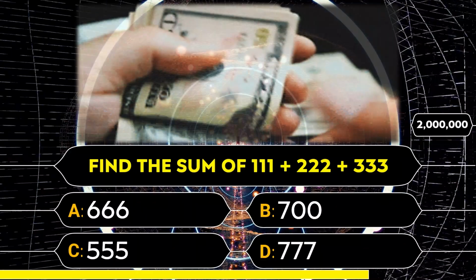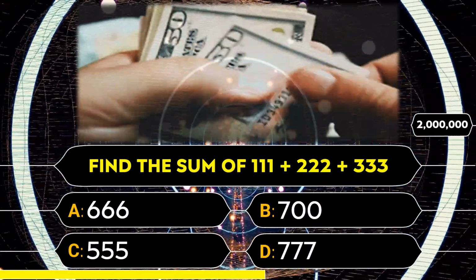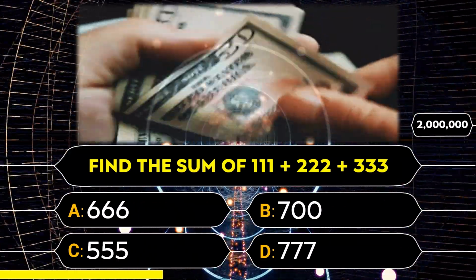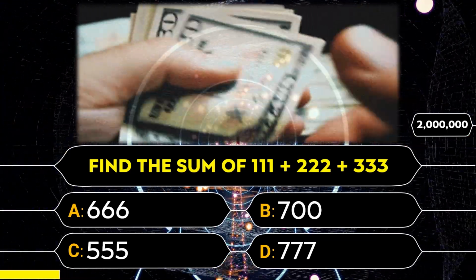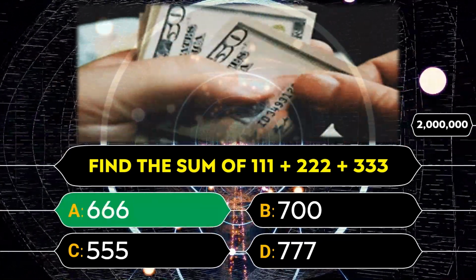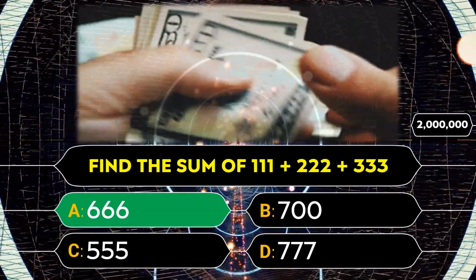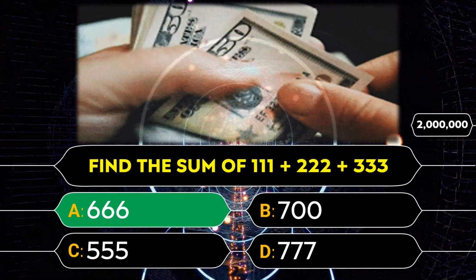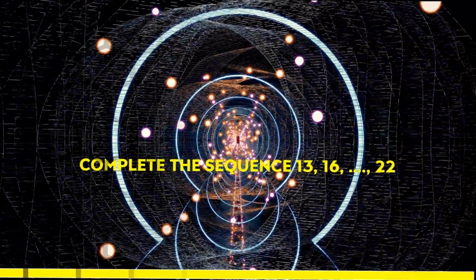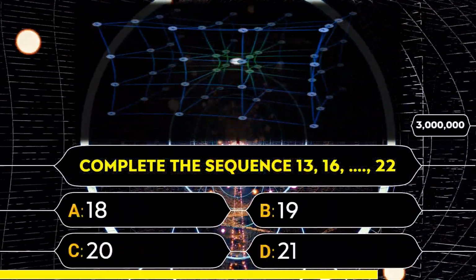Okay, now let's try to count fast for this question. Can you find the sum of 111 plus 222 plus 333? The answer is 666. We know that 1 plus 2 plus 3 is equal to 6. This is repeated 3 times in the calculation. Are you ready to increase the difficulty for this next question?